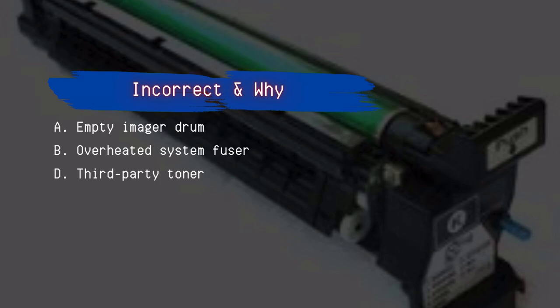B. Overheated system fuser. Now, an overheated fuser could cause issues like smearing or blurring of printed pages, but it would not cause lines down copied pages. The fuser is part of the printing process and would not affect the scanning portion.